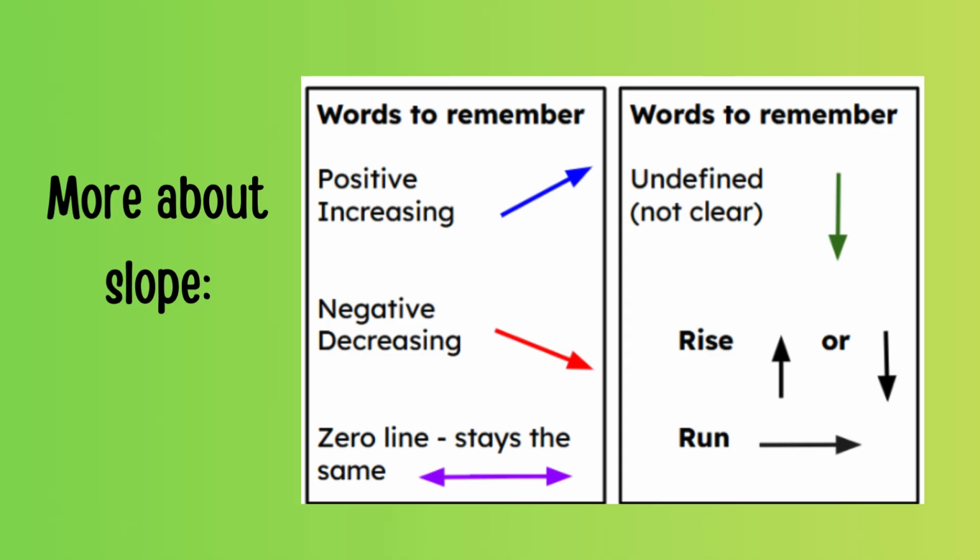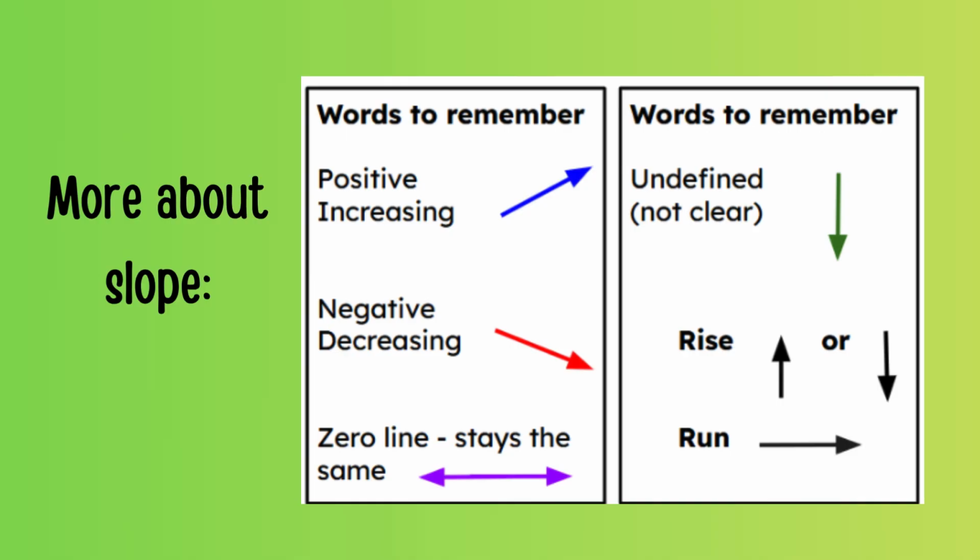A few more things to remember about slope. If your line is positive or increasing, it will point up and to the right. If your line is negative or decreasing, it will point down and to the right. Sometimes your slope will stay the same. We call this a zero line.